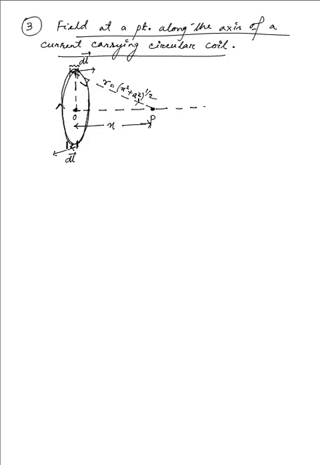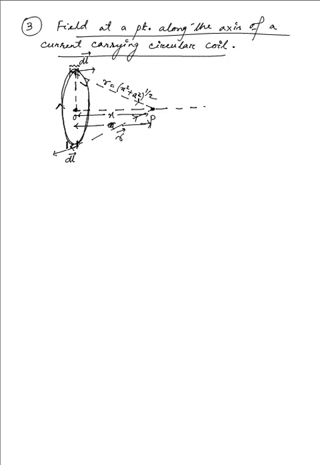Same will be the case for the dl element at the bottom. The distance being r, the position vector of the point will be directed along that line. So this is the r vector. x is this one. Now, with r being available to us, we can obtain the direction of the magnetic field intensity due to the top and the bottom elements.